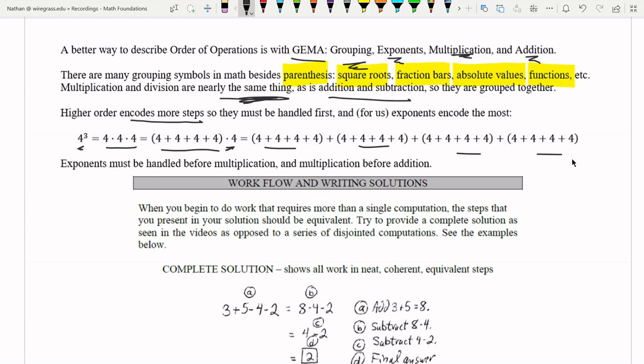So that has to be done first because it actually encodes a lot more steps that are done at one time. So exponents must be handled before multiplication, and then multiplication is repeated addition. It's not just a single addition, so it needs to be done before addition. That's the reason why the order is as it is.